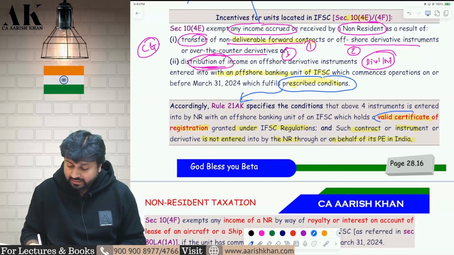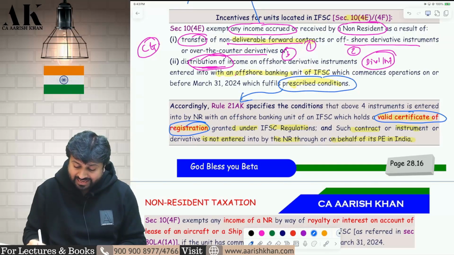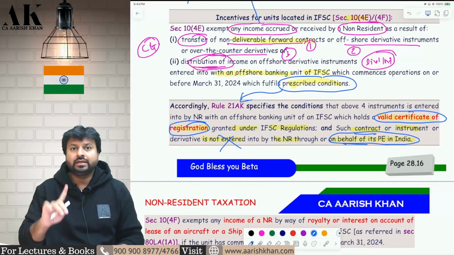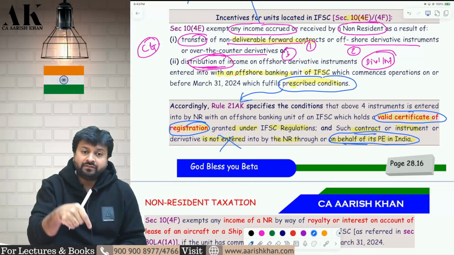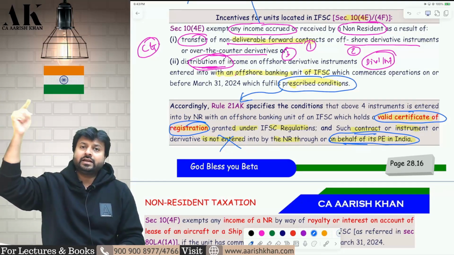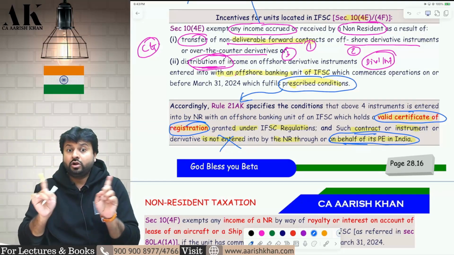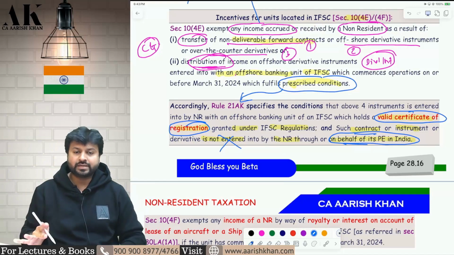What is the first condition? The offshore banking unit should hold a valid certificate of registration granted under the IFSC regulation, and such contract or derivative instrument is not entered into by a non-resident through or on behalf of its PE in India. That contract is directly entered into by the non-resident from outside India, not on behalf of its PE in India. I hope it is clear to all of you.